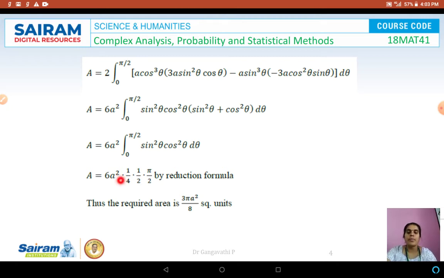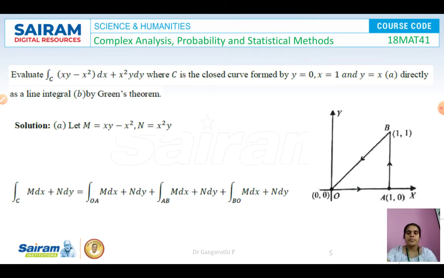Using that reduction formula, we have 6a square into 1 by 4 into 1 by 2 into, since both the powers are even, we need to multiply with pi by 2. That is as per the reduction formula. Hope you have come across it in your first semester syllabus. So when we simplify this, we get 3 pi a square by 8 square units. The area of the given asteroid is going to be 3 pi a square by 8 square units.